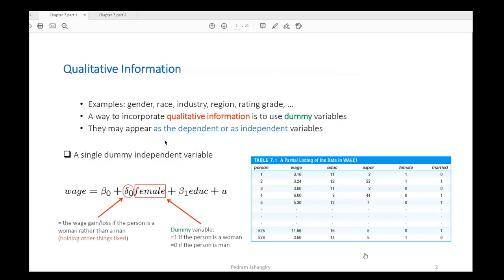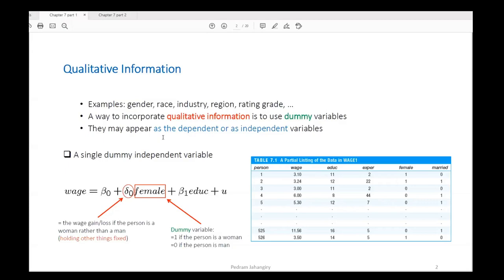Qualitative information. So let's see what the examples are. So for instance, what do we call a qualitative variable or categorical variable? Variables can be gender, race, industry, region, rating grades, and etc. Right? So gender can be male, female; race, again, white, black, etc. Industry: finance, education, industrials, and things like this.